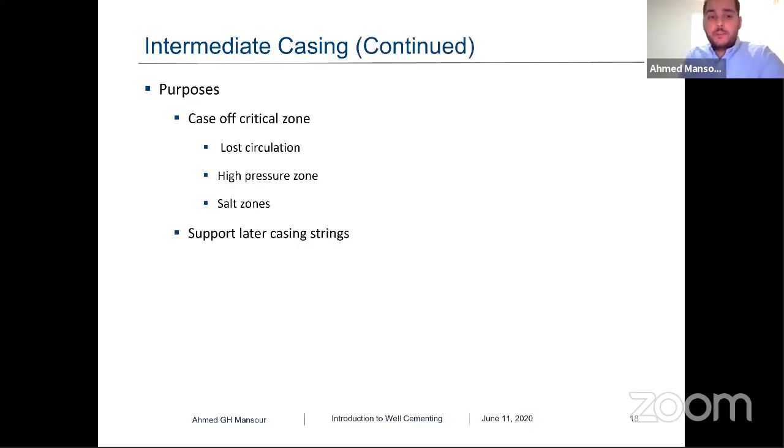Why do we cement the intermediate? For many reasons. For example, if you have a salt zone area, you need to have cement so you prevent any future corrosion of the casing. If you're dealing with a high pressure zone, you would like to isolate that zone with cement. If you have a lost circulation zone, you're going to pump cement to isolate that lost circulation zone, as well as to support the later casing string, which is the production.